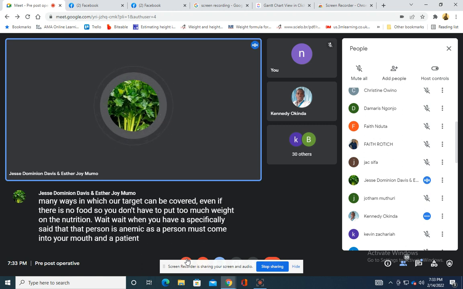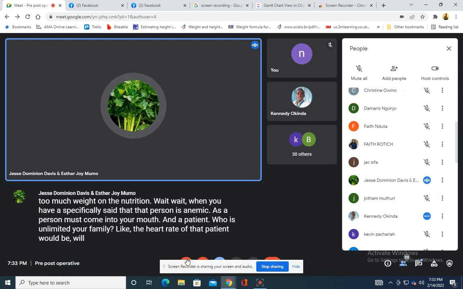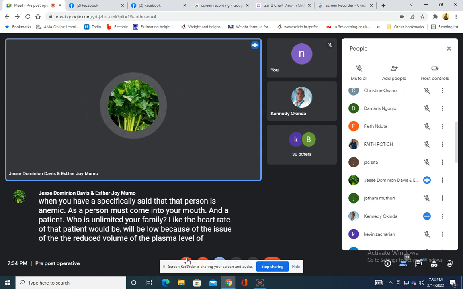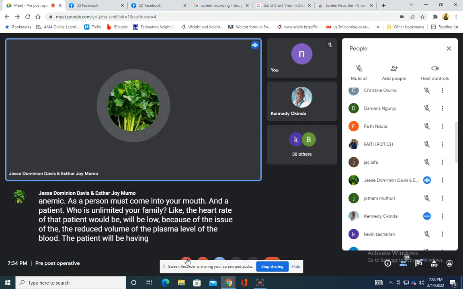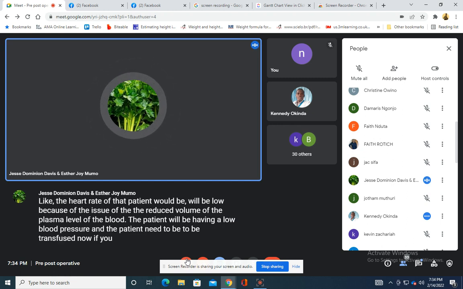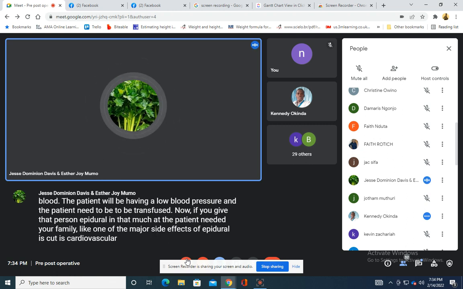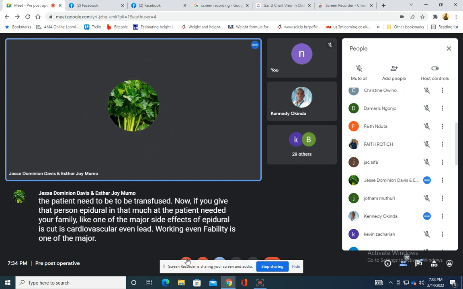A patient who is anemic, you find that the heart rate of that patient will be low because of the reduced volume of the plasma level of the blood. The patient will be having low blood pressure, and the patient needs to be transfused. Now, if you give that patient epidural, in as much as the patient needed it, one of the major side effects of epidural is cardiovascular. It even leads to clotting. In fact, bleeding is one of the major side effects of it.